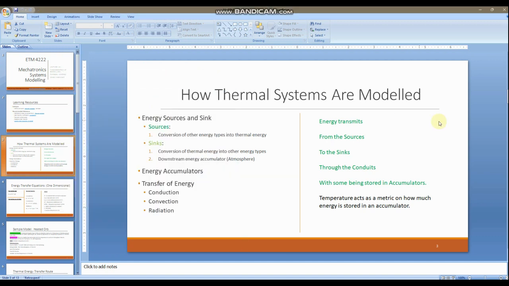Now I want you to focus your attention on the keywords in our explanation. The first is energy, the second being source, third sink, fourth conduits, and finally we have the accumulators. So let's go through these keywords one by one. The first one is energy, and we are talking about a specific kind of energy, that's thermal energy.